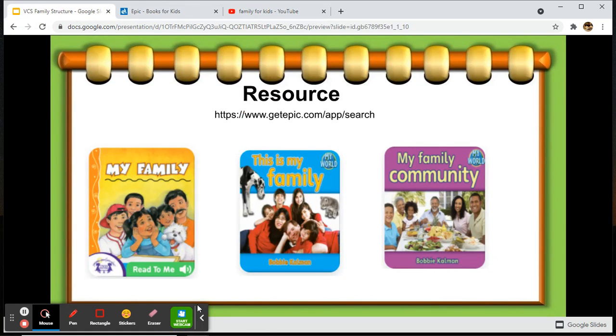Another great resource is Epic. And I like these three stories. My Family, which has the Read to Me feature, which means that if students are unable to read the stories on their own, they can listen and turn the pages. This Is My Family, as well as My Family Community.